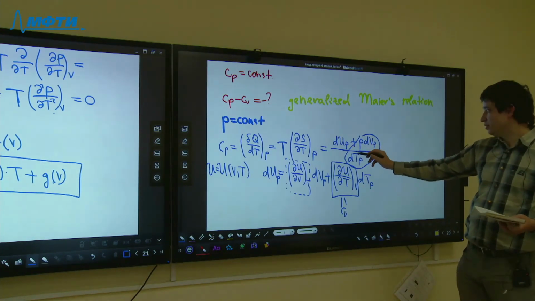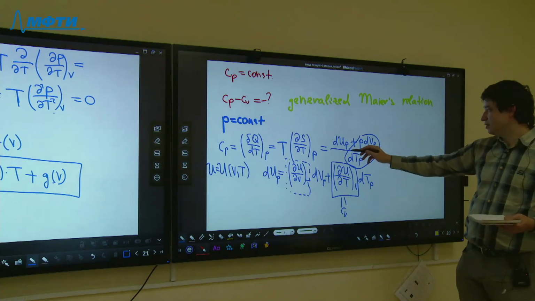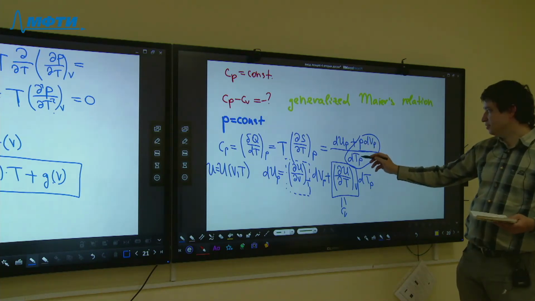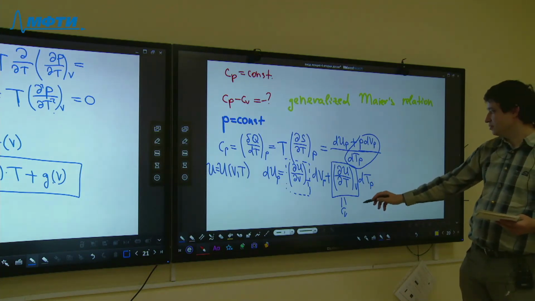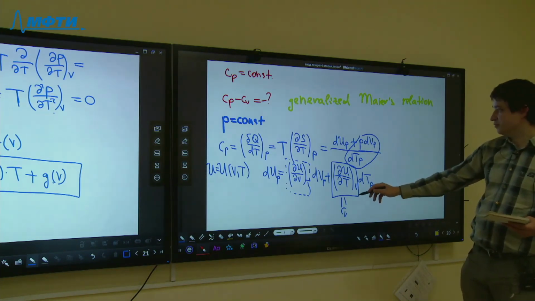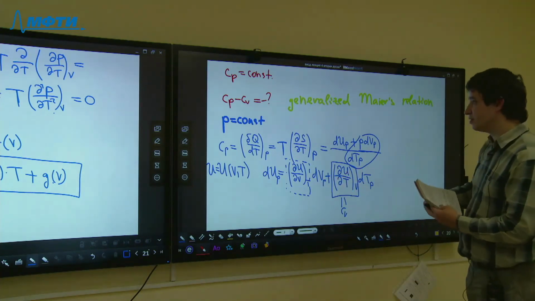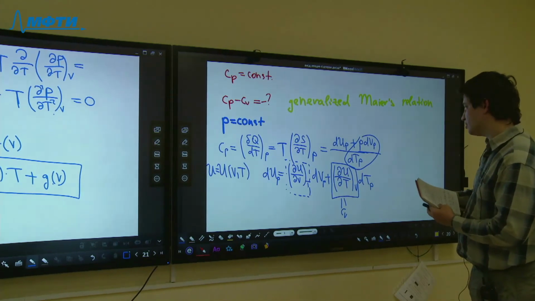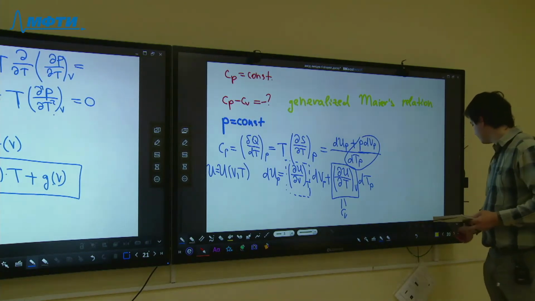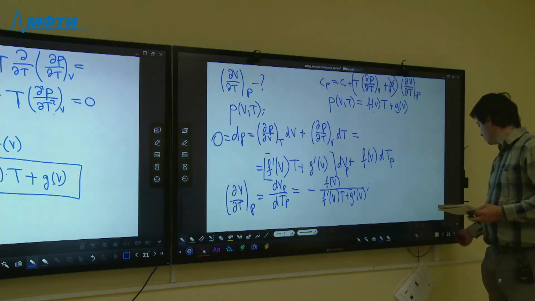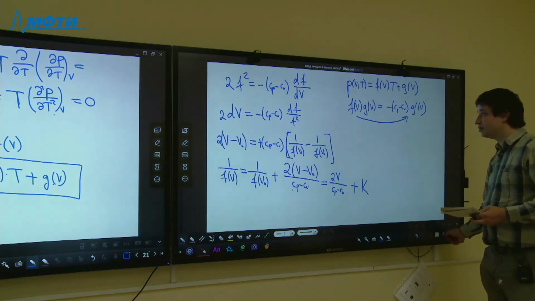dU. TdS is dU plus PdV, and dU over dT gives you Cv, but dU over dV at the constant temperature is probably calculated wrongly. Yes. Okay.